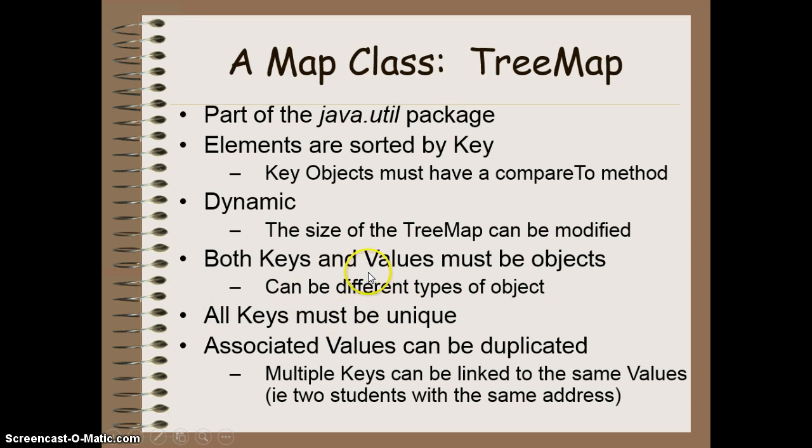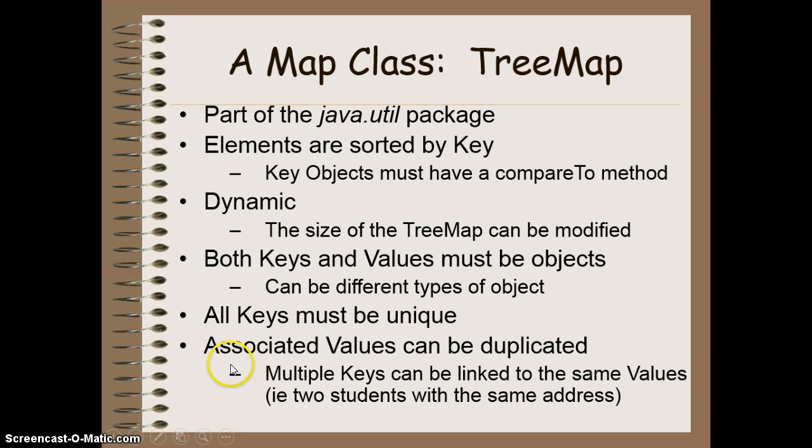Both keys and values must also be objects, although they can be different types of objects. So I don't have to have string, string, int, int. I can have int, string, int, student, whatever I'm going to be. If I want this to be an integer, though, remember it must be an object. So I have to provide a wrapper class for the integer values here so they can be worked with as objects. All keys must be unique.